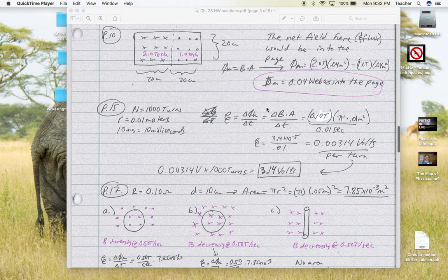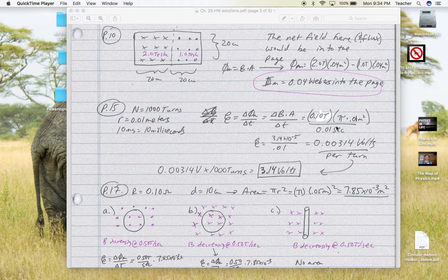For P15, we're going to use this version to find EMF. So it's change in flux over change in time, so that's delta BA over delta T. In this particular case, the flux goes from, I think, either 0 to 0.1 or 0.1 to 0. It doesn't matter because we're not asked about a direction. So it's just the magnitude of change, which is 0.1 Tesla in 0.01, or 1/100th, of a second.